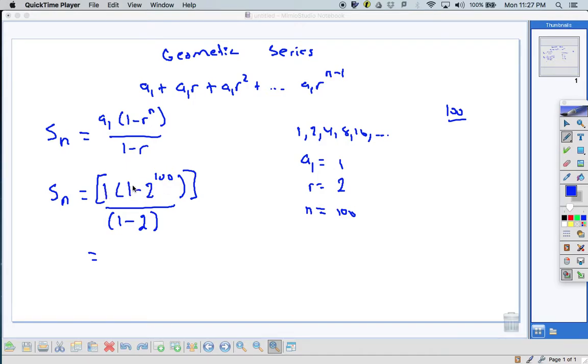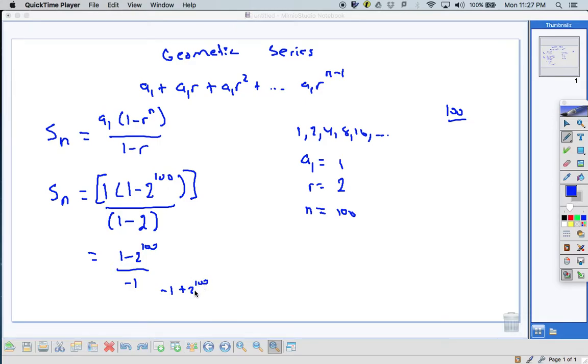1 times anything is that thing, so we can ignore this 1. On the bottom I got 1 minus 2, so the bottom is easy, it's negative 1. And then I have 1 minus 2 to the 100. This negative 1 is just going to put a negative up in the top, so it's going to end up changing it to negative 1 plus 2 to the 100.